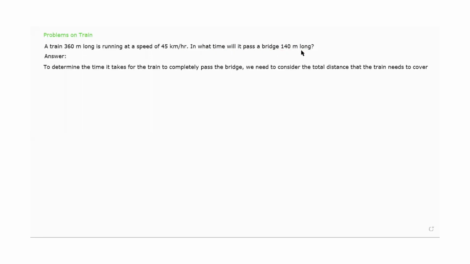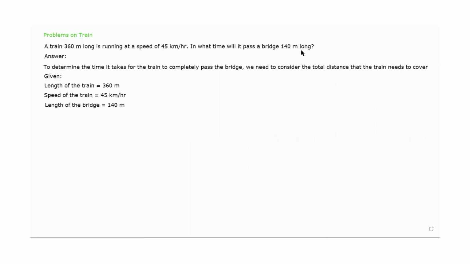A train 360 meters long is running at a speed of 45 kilometers per hour. In what time will it pass a bridge 140 meters long? To determine the time it takes for the train to completely pass the bridge, we need to consider the total distance that the train needs to cover. Given, length of the train equals 360 meters. Speed of the train equals 45 kilometers per hour. Length of the bridge equals 140 meters.